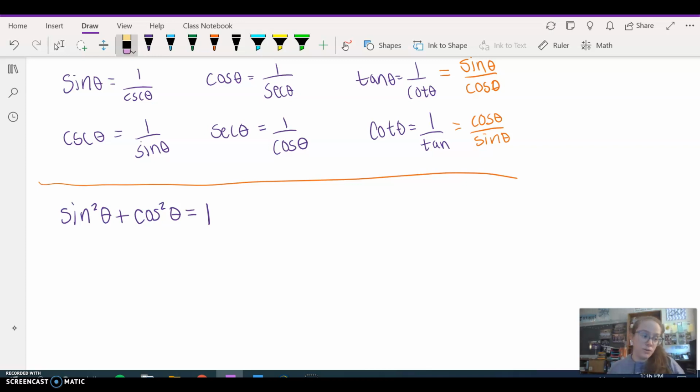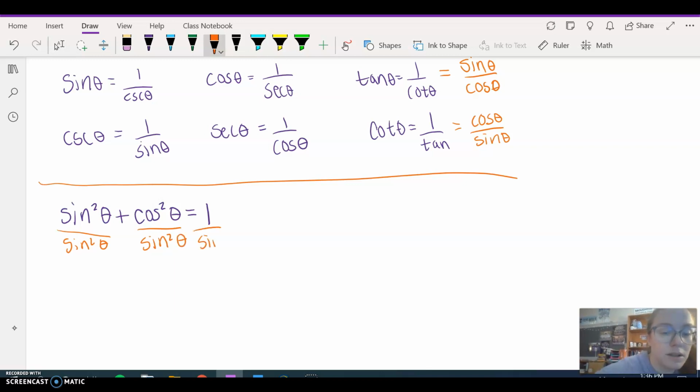To get the next one, we're going to take this formula, and this is where it comes from. Sine and cosine are not the only things on the unit circle. We've got to have secant, cosecant, all that stuff. So to get one other formula, we can divide everything by sine squared. If I were to clean this up, sine squared divided by sine squared is 1, right? Cosine squared divided by sine squared.